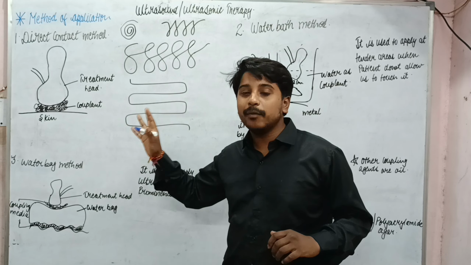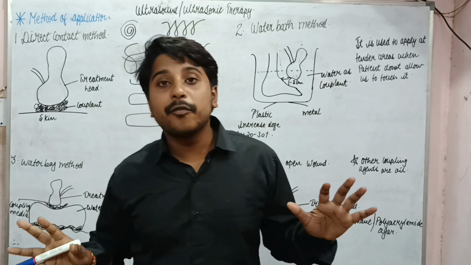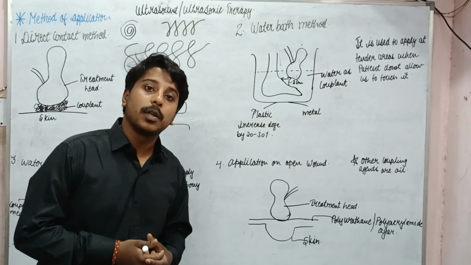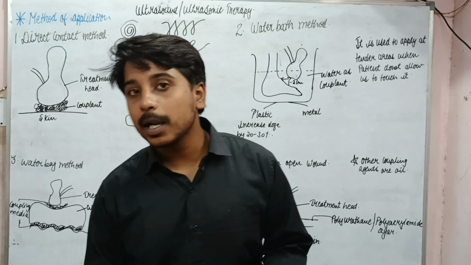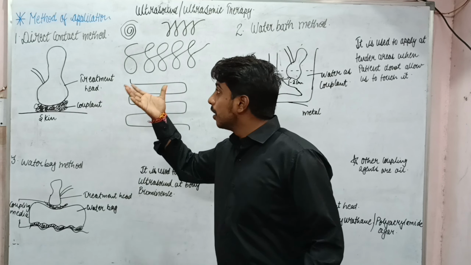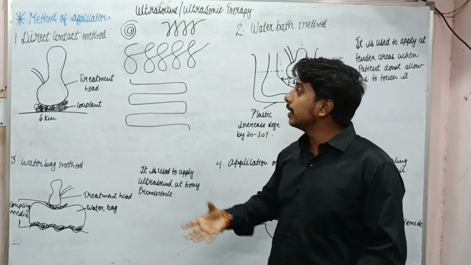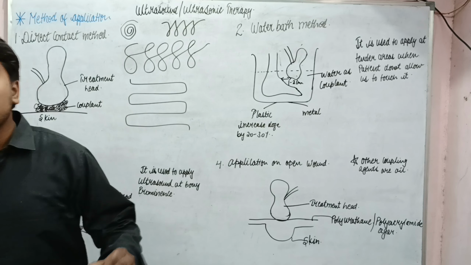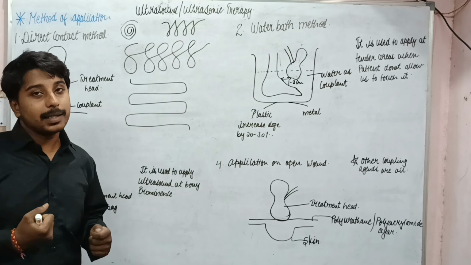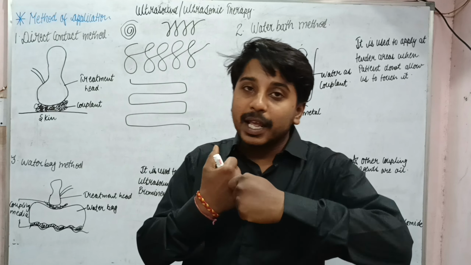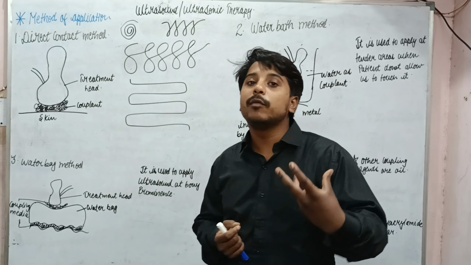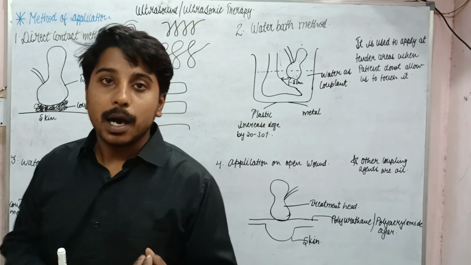Okay, so here we are going to study about different methods of application of ultrasound. My name is Vijay Kumar and let's get started. So the first method is the direct contact method. Here the ultrasound transducer head is placed in direct contact with the part where we want to apply the ultrasound.